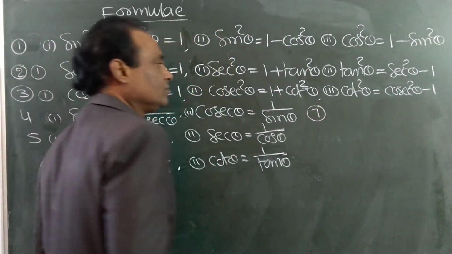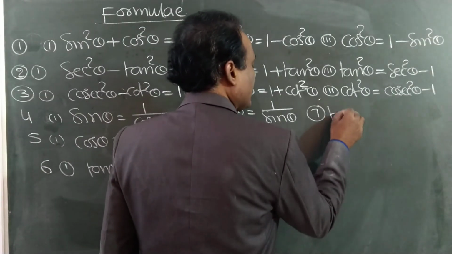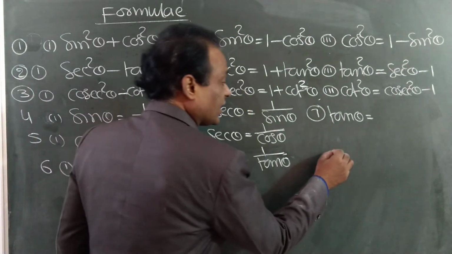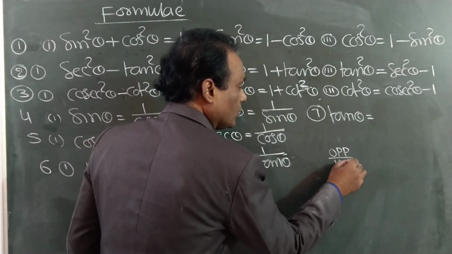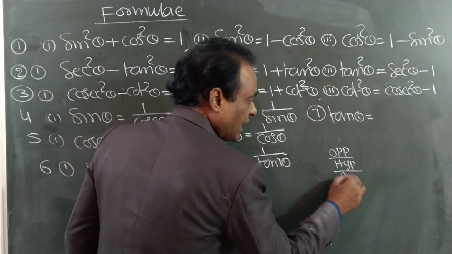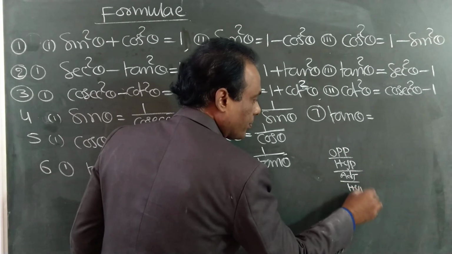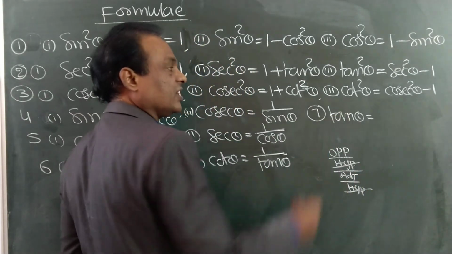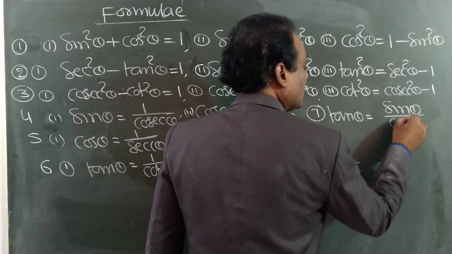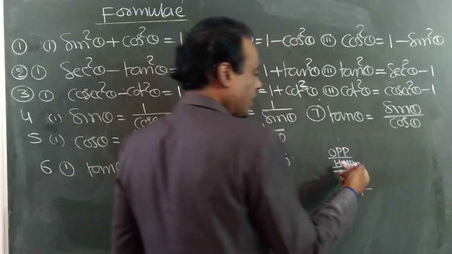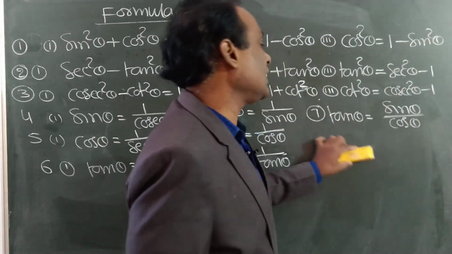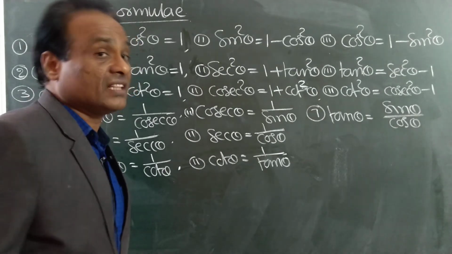Seventh formula, if you divide sine by cos, what is the sine definition? Opposite by hypotenuse. What is cos? Cos definition? Adjacent by hypotenuse. So hypotenuse cancels, opposite by adjacent, which is nothing but tan. So sin theta by cos theta, if you write the ratios and the denominators get cancelled, finally we get tan theta. So tan theta is also equal to sin theta by cos theta.